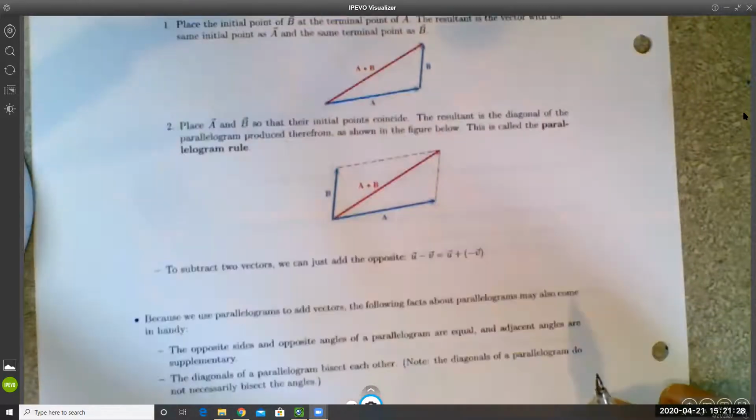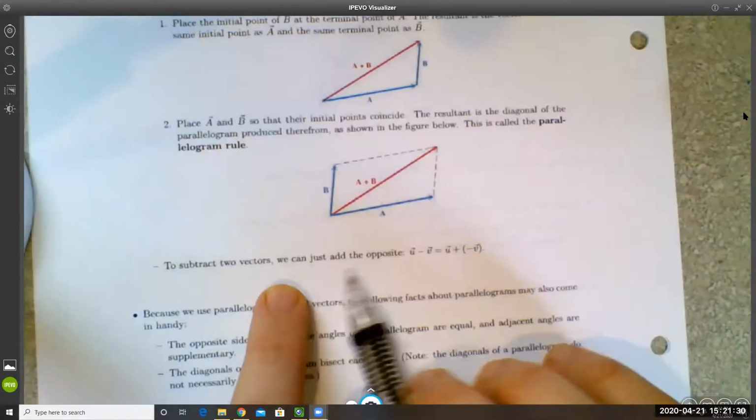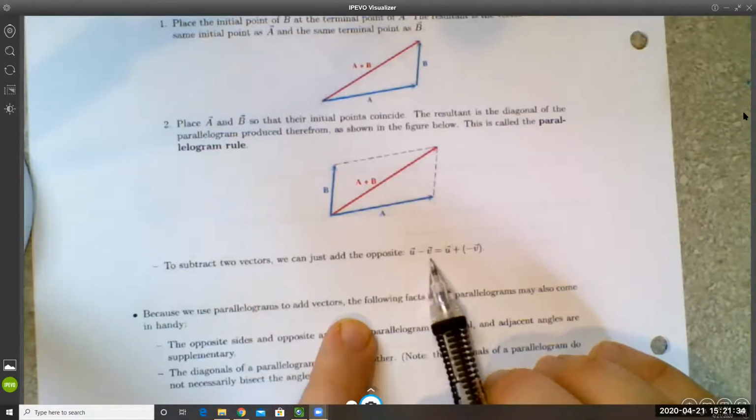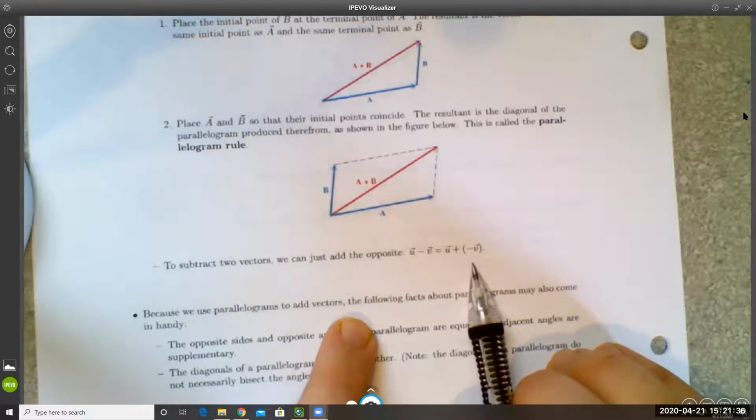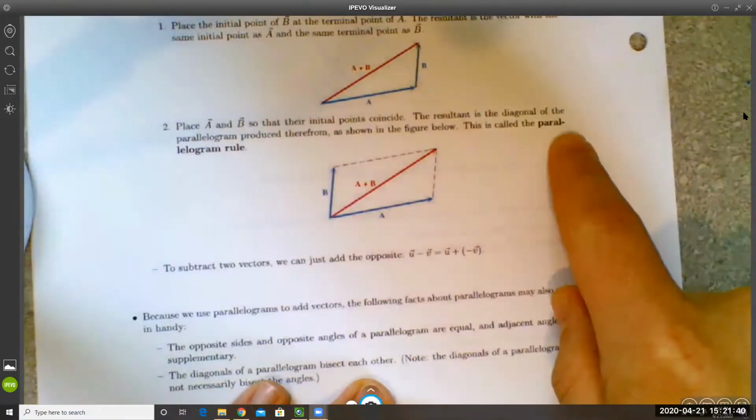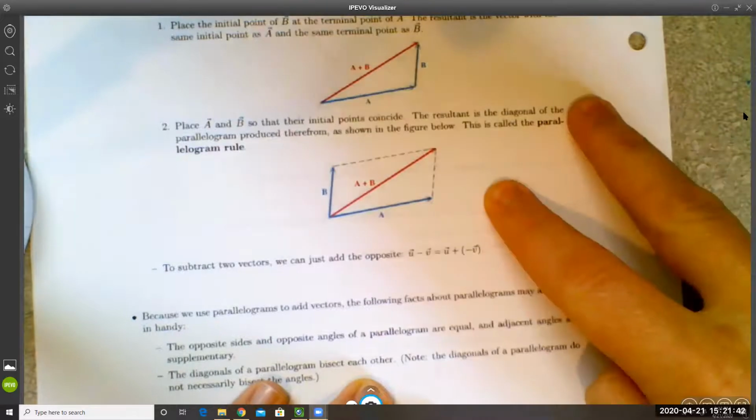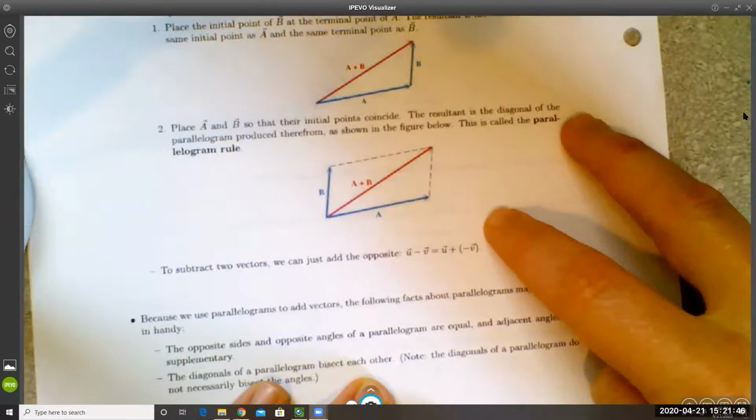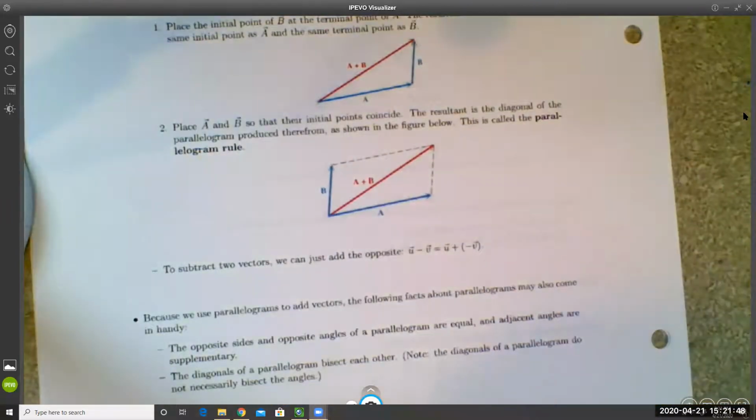And then last but not least, we can subtract 2 vectors by just adding the opposite. So u minus v is just u plus negative v, right? So you flip v around. If v is pointing, say, this way, then you flip v around, and then you just add u plus negative v. And that's all there is to that.